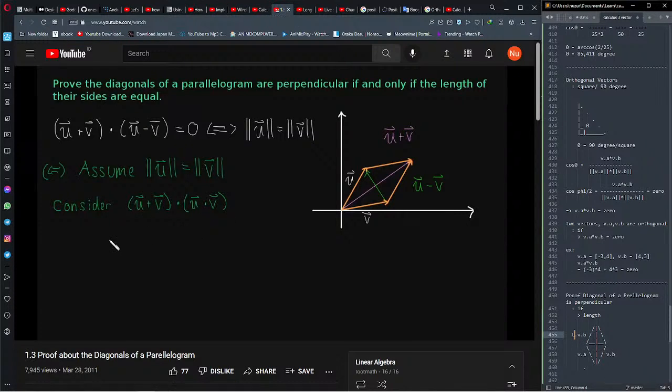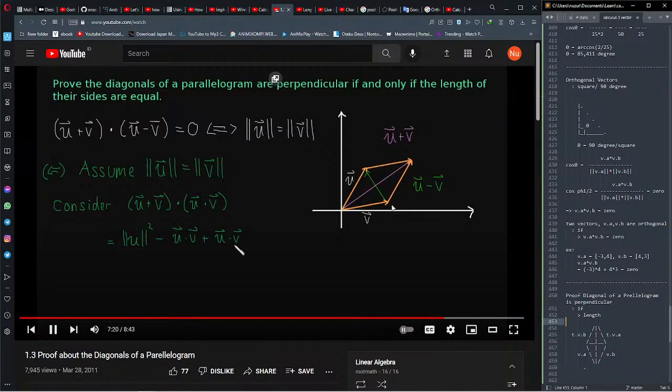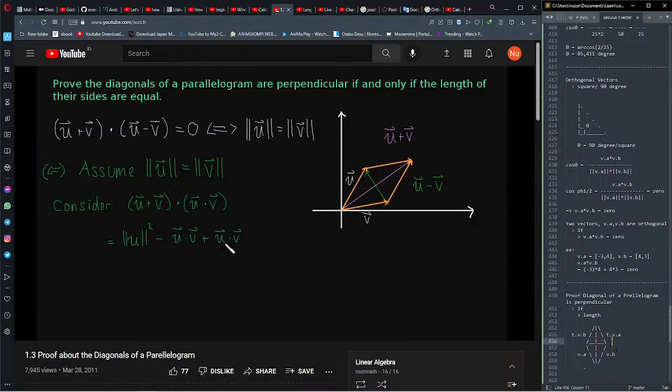Well, that dot product is equal to, well, we already did this. It was the length of u squared minus u dot v plus u dot v. I just commuted there. It would be v dot u, but I just commuted the two vectors. And then minus the length of v squared. And this is equal to the length of u squared minus the length of v squared.